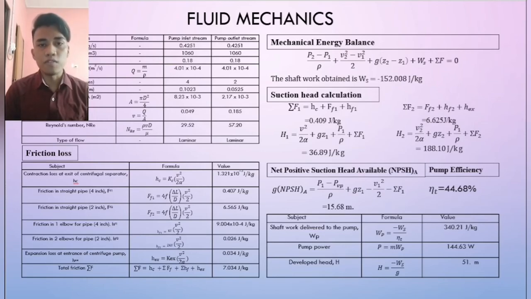For the net positive suction head available, NPSHA, we get 15.68 meters by using the formula shown in the slide. And for pump efficiency, we obtained it from the table of pump efficiency for every volumetric flow rate in the reference. Then we calculate our volumetric flow rate to get the pump efficiency by comparing to the table, which we get 44.68%. From the pump efficiency we can get the pump shaft work and the pump power, which are shown in the table.